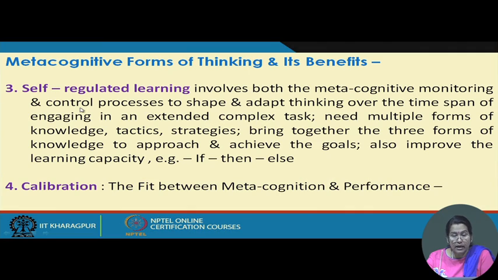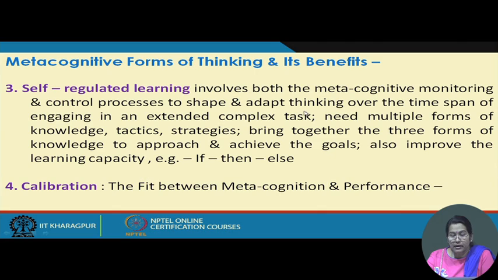Gradually, when we grasp control over our own learning process, because we know our own thought processes very well, our metacognitive processes have been strengthened by rigorous practice and the experience of dealing with different kinds of problems. So, gradually we acquire self-regulated learning. Self-regulated learning involves both metacognitive monitoring and control, because when we are engaged in any kind of learning and problem solving exercise, we very quickly and aptly use these metacognitive monitoring and control processes to shape and adapt our thinking over the time span of engaging in an extended complex task.